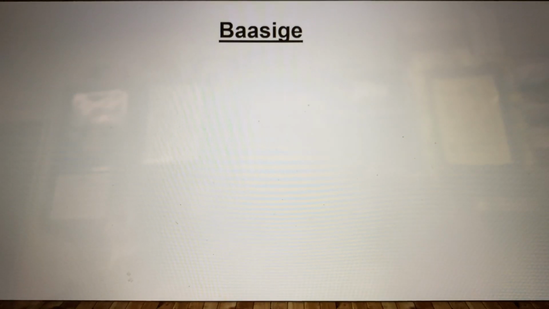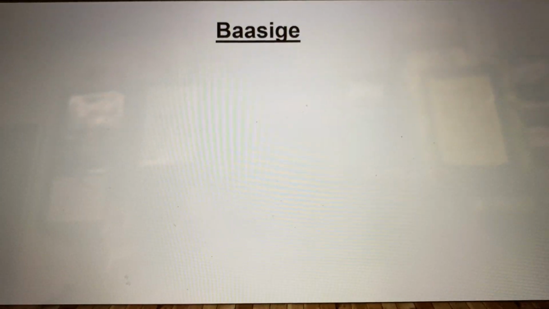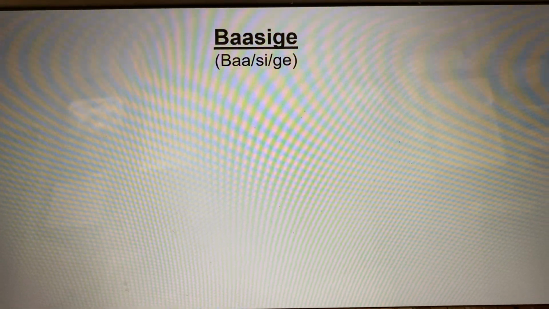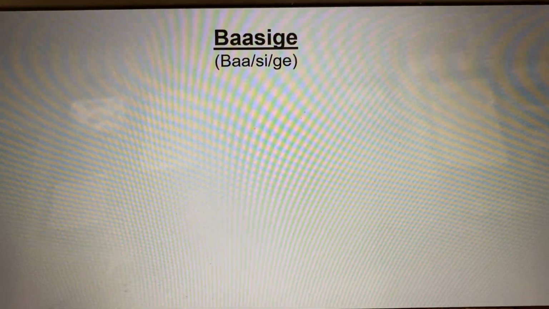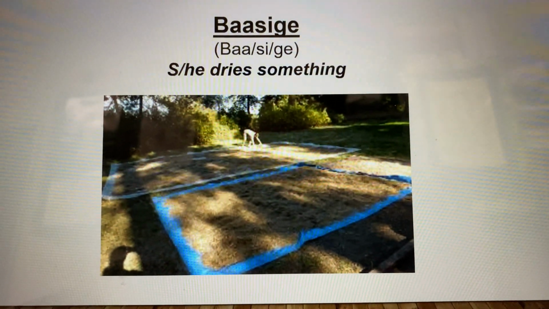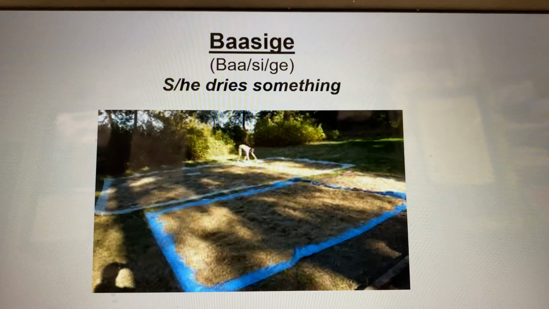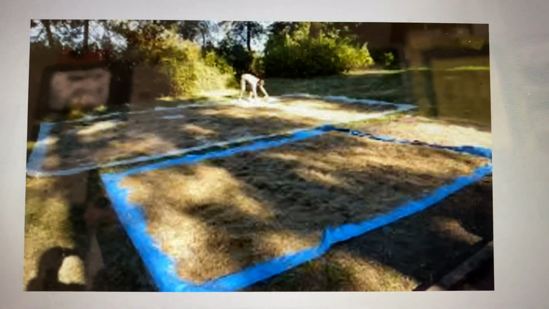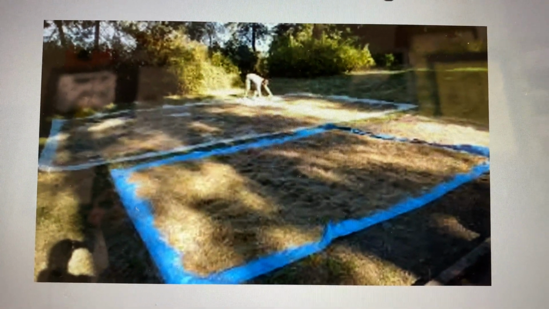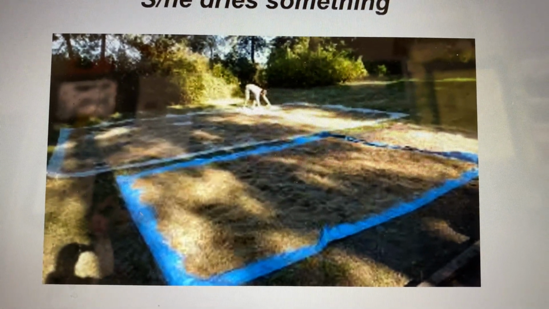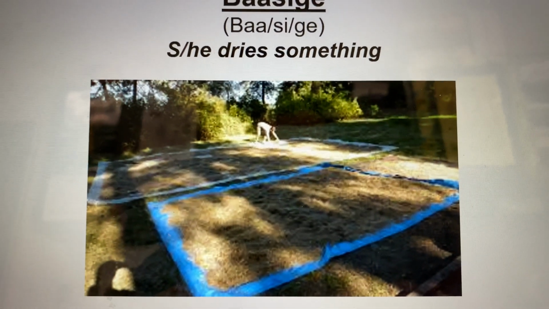Alright, our third step in wild ricing, we have ba sige. And that's the process of drying something. She or he dries something. So in this case, they're out after they harvested their wild rice. They want to put it out and dry it before we get into any other process. And that's usually done by either putting them out on tarps and just letting them dry in the natural setting. Ba sige, she or he dries something.